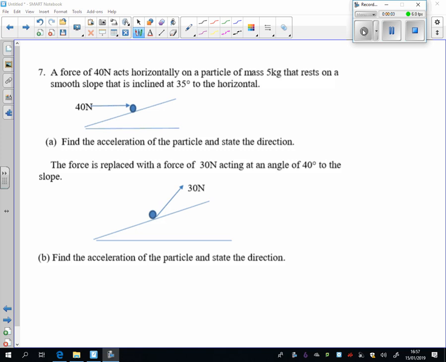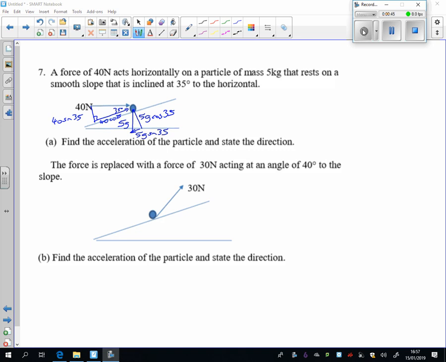Question 7. We've got this force here of 40 newtons acting on this weight particle here. And this particle is coming down here. Its weight is 5g, and I'm going to split that up straight away into 5g cos 35 and here I've got 5g sine 35. The 40 newtons is being pushed there as well, and again I've got to split that up, and that there's my 35 degrees. So here I've got 40 sine 35, and here I've got the 40 cos 35.